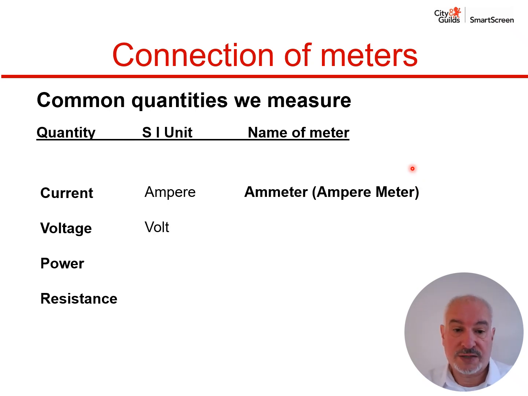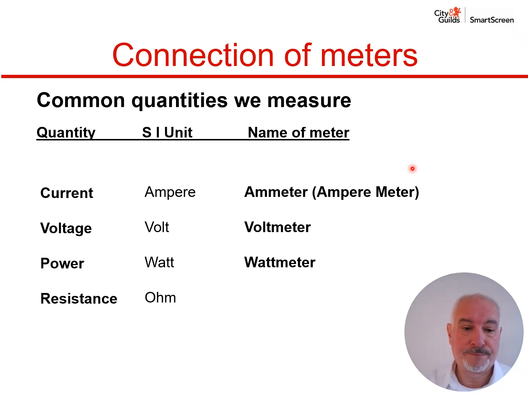Voltage, well, that's measured by the volt. The SI unit is the volt. And the name of the meter that measures voltage is the voltmeter. And power is measured in watts. The SI unit is the watt. The name of the meter that measures power is the wattmeter. And resistance, well, the SI unit of resistance is the ohm, and hence the name of the meter is the ohm meter.